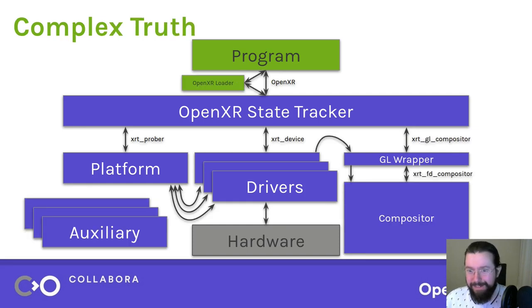But that picture is more complex. You know, we have a whole bunch of other parts that sit there, both outside of Monado, but also internally. So various pieces of code talk to each other. There's a whole bunch of auxiliary code on the side, things like that.